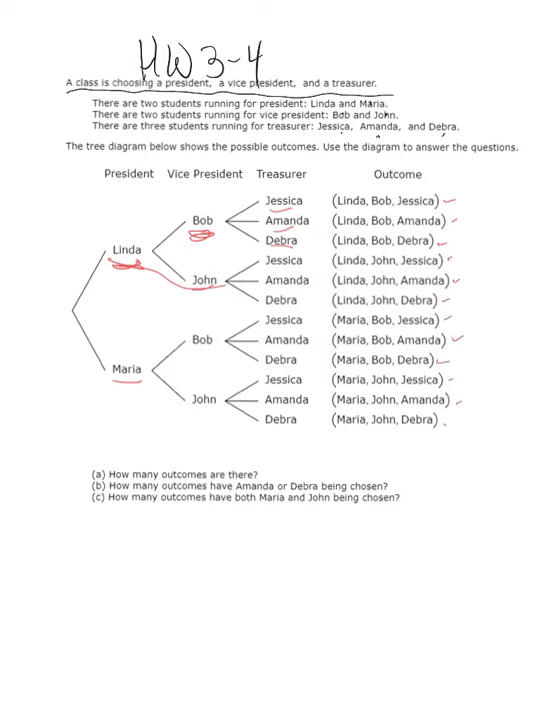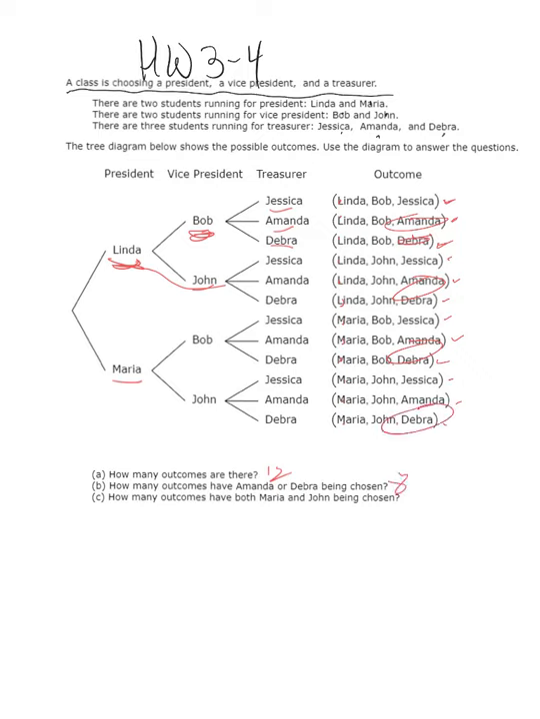In the next few problems, we're just determining how many should be in the sample space. So in this case, there are 1, 2, 3, 4, 5, 6, 7, 8, 9, 10, 11, 12. How many outcomes are there? There are 12. And then how many outcomes have Amanda and Deborah being chosen? I could go back through and pick the ones with Amanda and Deborah. Looks like there's 8 of them.